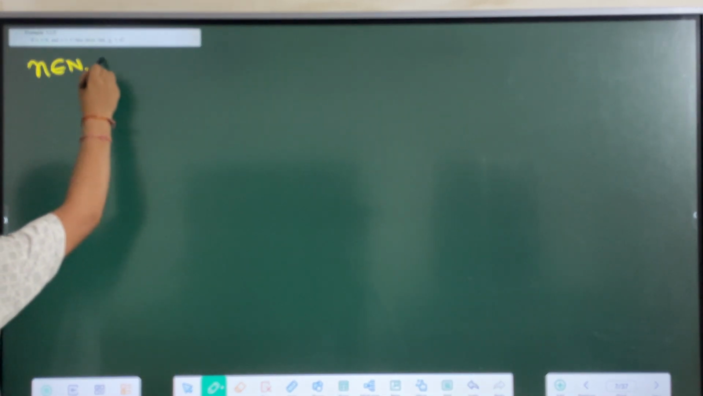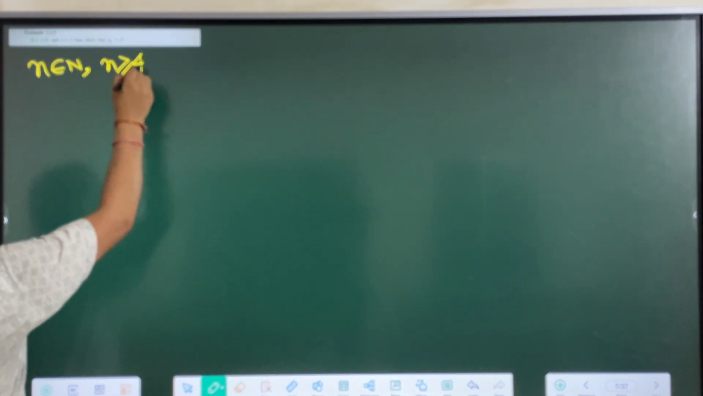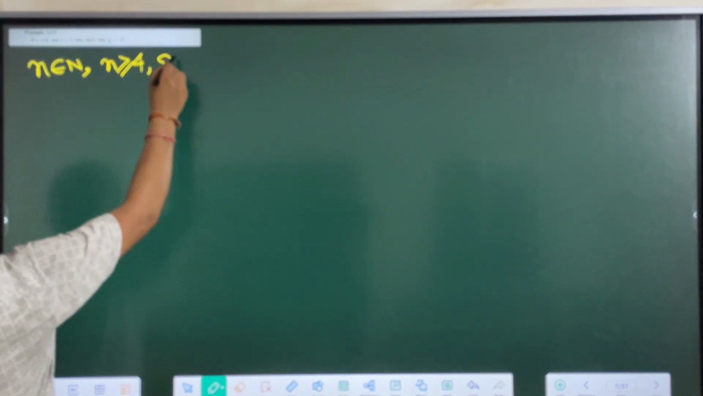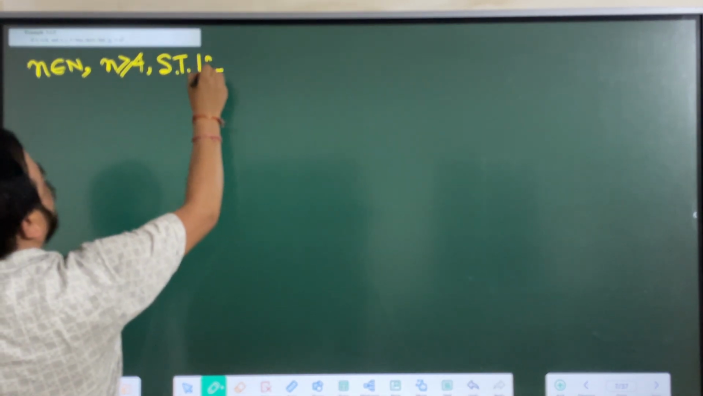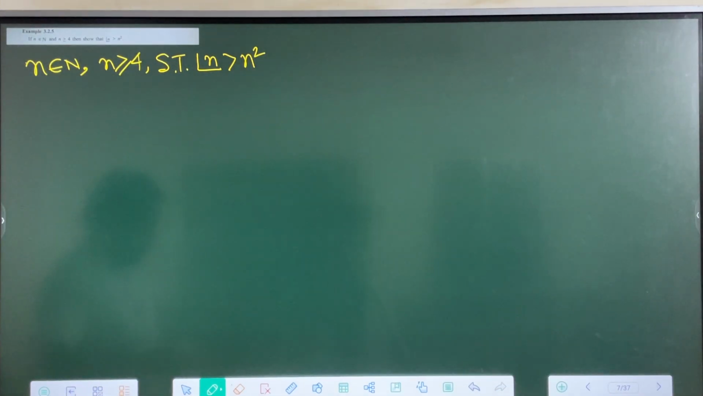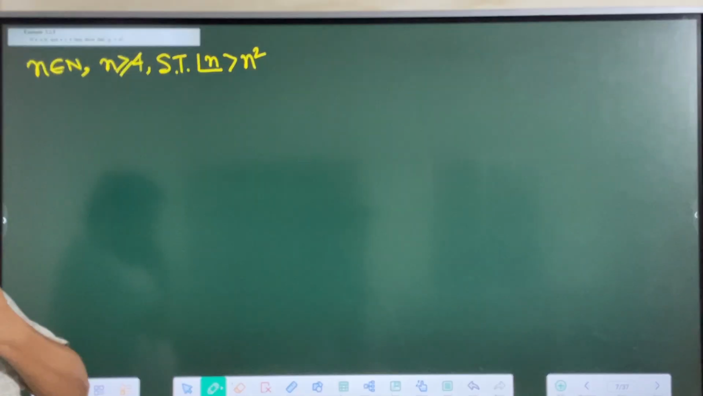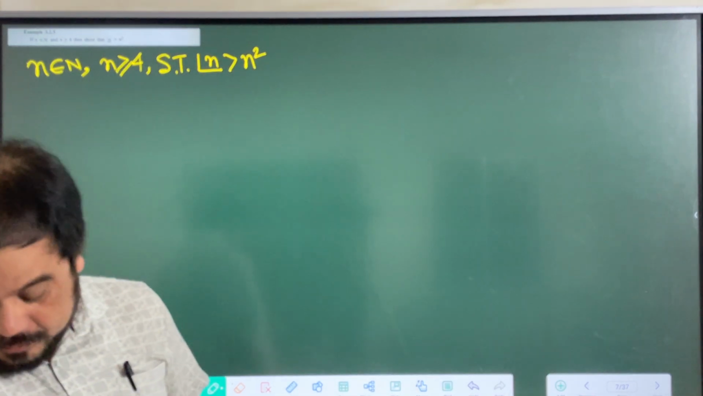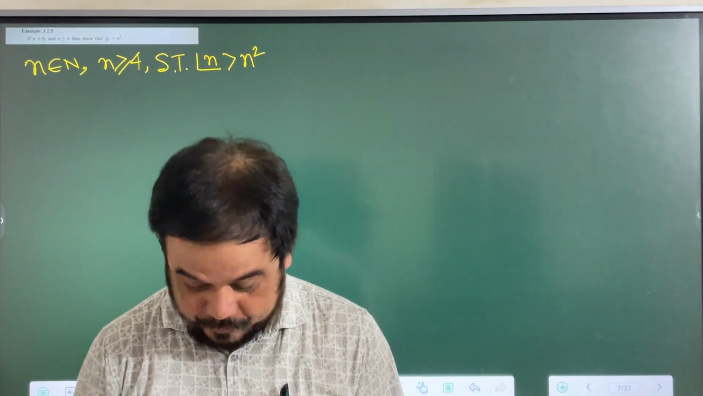Example 3.2.5. N belongs to natural numbers, given. N is greater than or equal to 4, given. To show that factorial n is greater than n square.